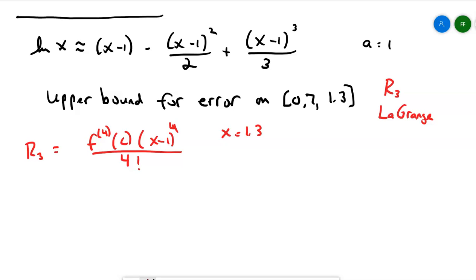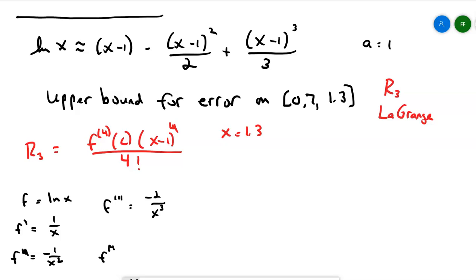Now, for the fourth derivative, I'm actually going to need a fourth derivative. So let's evaluate it. If f of x is the natural log of x, I'm going to be a little cheap here. F prime of x then is 1 over x. F double prime is negative 1 over x squared. F triple prime would be negative 2 over x to the third. And so the fourth derivative would be positive 6 over x to the fourth. Right? Did I get those signs right? No, because that one was negative, and this one should be positive.